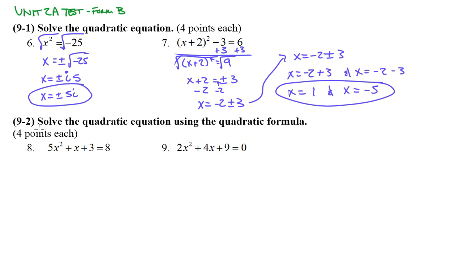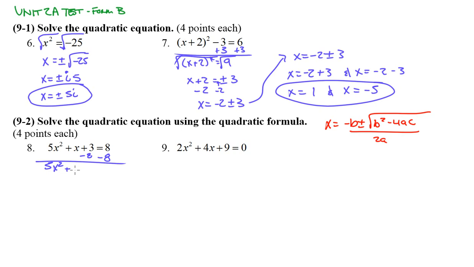Numbers 8 and 9 say solve the quadratic equation using the quadratic formula. So the quadratic formula, in case you forgot, is right here, and you will have access to this when you're doing retakes. You do not have to memorize any formulas, you just have to know how to use it. Okay, so here's our equation. We have to make sure the equation always equals 0. In this one, it doesn't start off equaling 0, so we have to move that 8 out of there. So we subtract 8 from both sides.